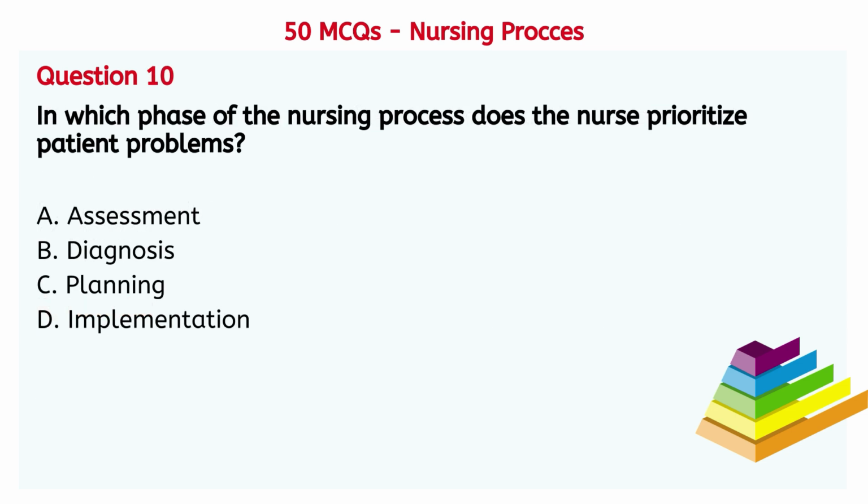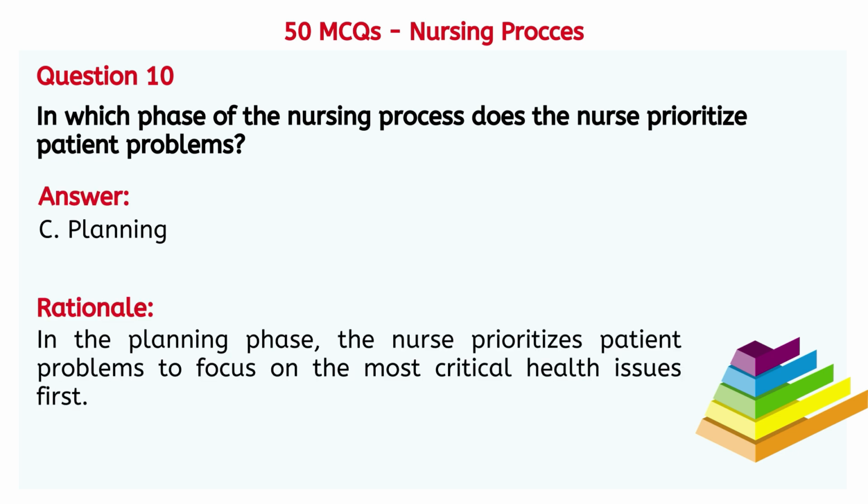Question 10. In which phase of the nursing process does the nurse prioritize patient problems? The options are A. Assessment, B. Diagnosis, C. Planning, D. Implementation. The answer is C. Planning. Rationale: in the planning phase, the nurse prioritizes patient problems to focus on the most critical health issues first.